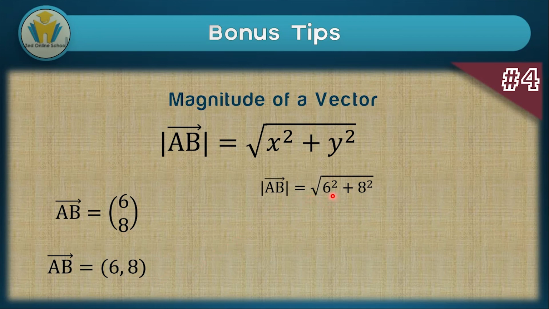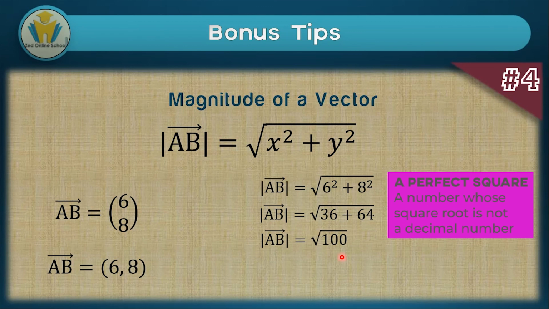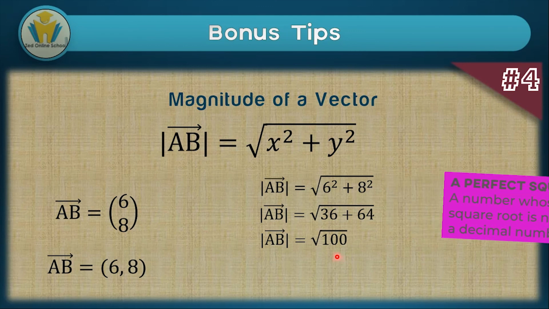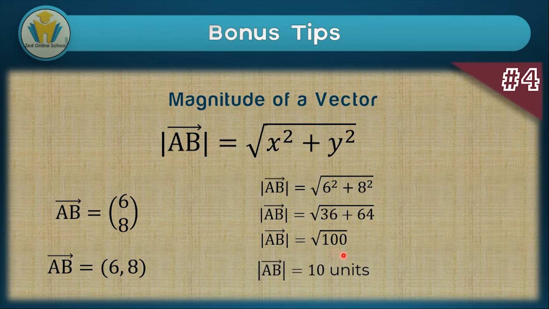6 multiplied by 6 is 36, while 8 times 8 is 64. If we add 36 and 64, we're going to have 100. Therefore, the number which we'll be trying to find the square root for is 100. 100 is a perfect square, so its square root is just 10. You should know at least the squares of the first 10 numbers. This is the magnitude of vector AB.